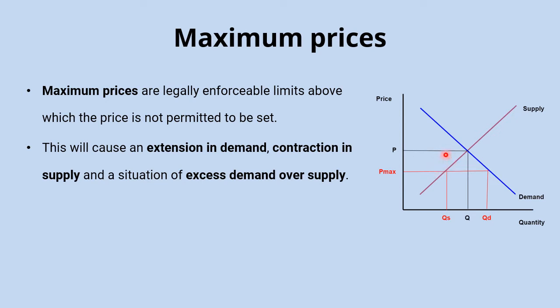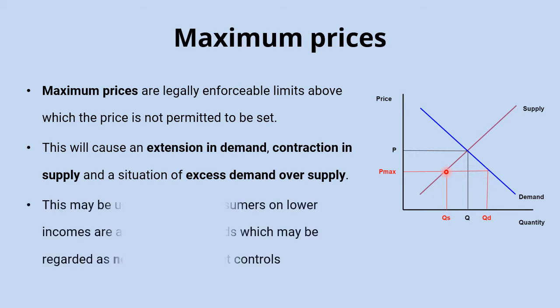So the maximum price pushes that price down lower than the equilibrium level, and that means that you have an extension along that demand curve and the quantity demanded increases from Q to QD, and you have a contraction back along that supply curve and the quantity supplied reduces from Q to QS. And the effect of that is it causes this time an excess of demand over supply. And so these maximum prices are generally used to ensure consumers on lower incomes are able to access goods which might be regarded as necessities.